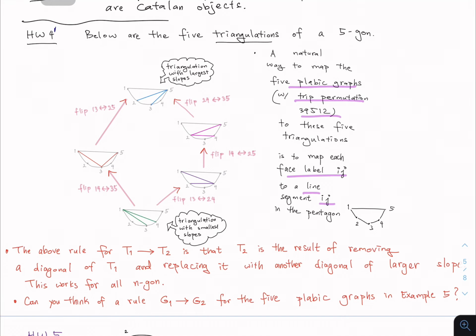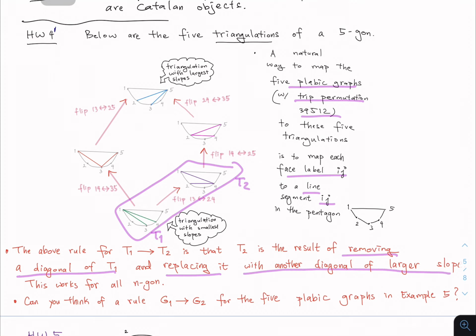I've talked about this rule where, for example, I have these 2 triangulations where, let's say, the higher one is T2 and T1 is the lower one. T2 is placed higher because T2 is the result of removing a diagonal of T1 and replacing it with another diagonal of larger slope. And this rule actually works for all n-gons.